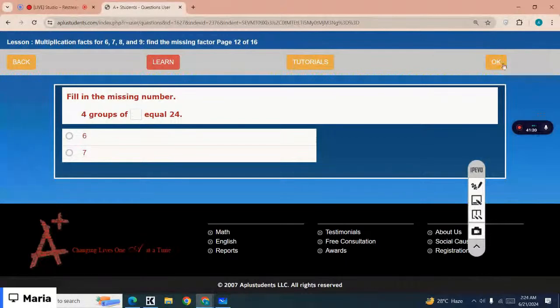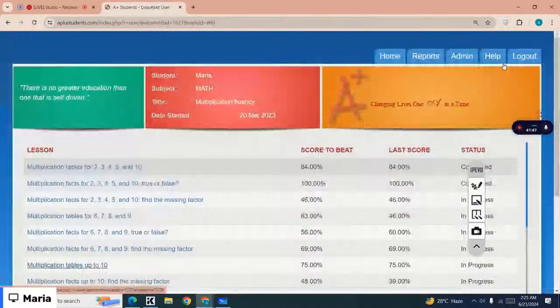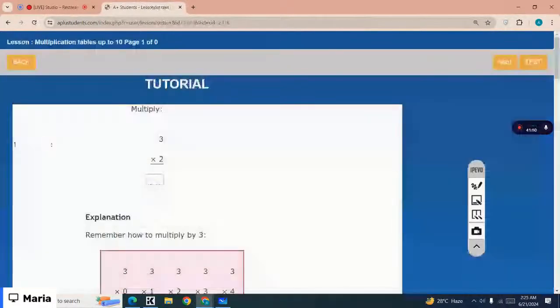Okay, you can complete the lesson by yourself later today. Let me just move on to the next lesson. The next lesson is multiplication tables up to 10. Okay, 3 times 2 equals 6. It is 3 times 2 is 6.